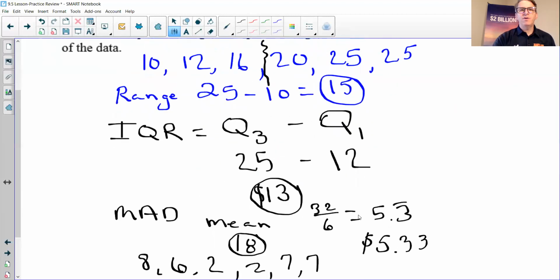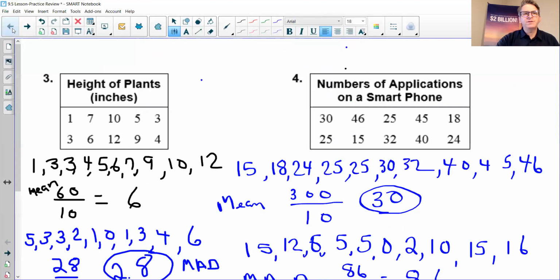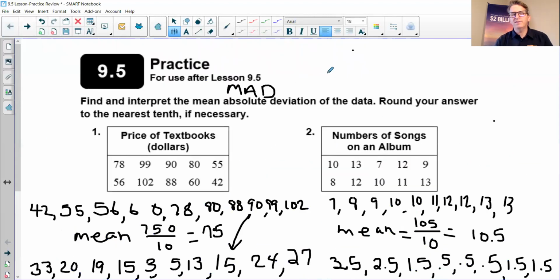So that's number 5. Hopefully you found that interesting. And that would be 9.5. Mean absolute deviation was 9.5. We just recapped 9.5 practice.